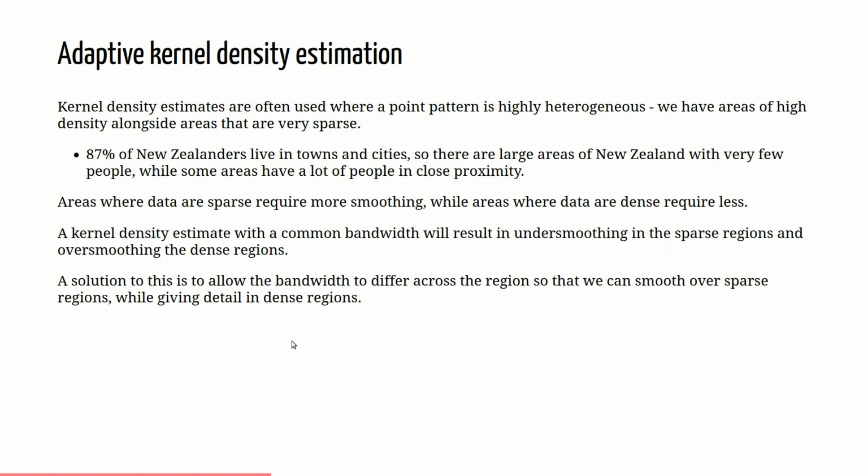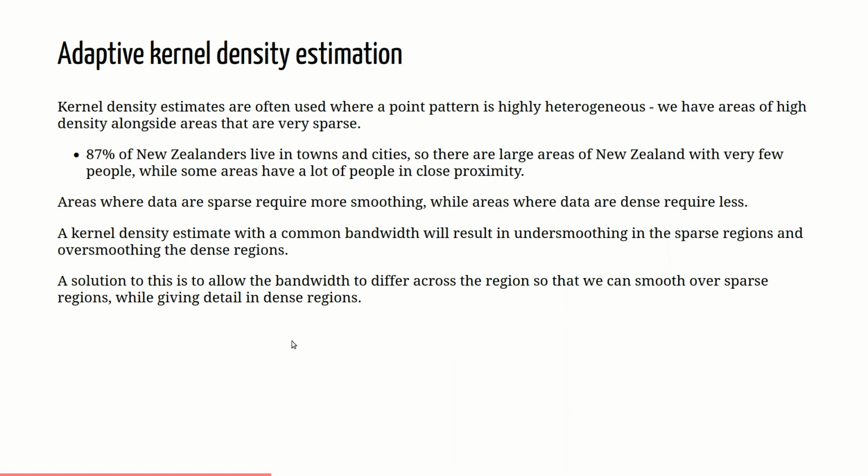We never have that in any interesting example that we're dealing with. Most point patterns are highly heterogeneous, particularly things when we're dealing with people. So, for example, in New Zealand, 87% of New Zealanders live in towns and cities. Right? So only 13% of New Zealanders live outside towns and cities, and of course the vast majority of the land area is outside towns and cities. So we've got large areas of New Zealand with very few people, i.e. where the population is sparse, while we've got a few areas in the cities and towns where the population is very dense.